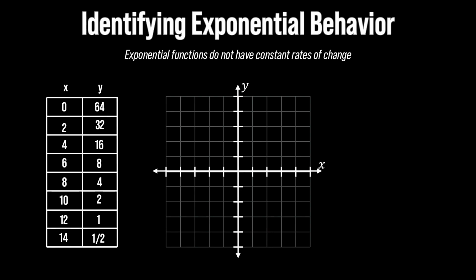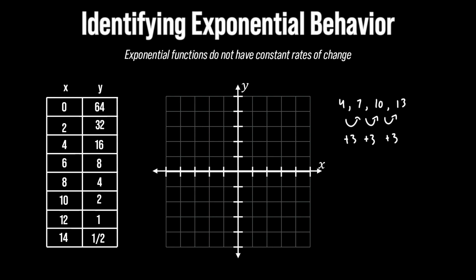Today we're going to learn about identifying exponential behavior. Exponential functions do not have constant rates of change. A constant rate of change means that the increments in which the numbers are increasing stays the same. For example, if we had a sequence of numbers such as 4, 7, 10, 13, then we can count each interval to see that each one is an increase of 3.